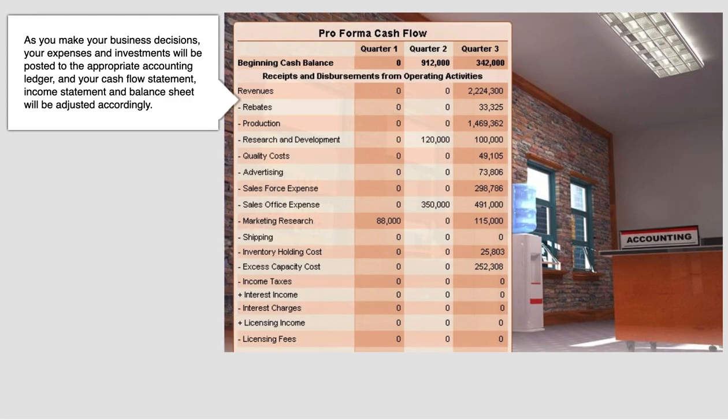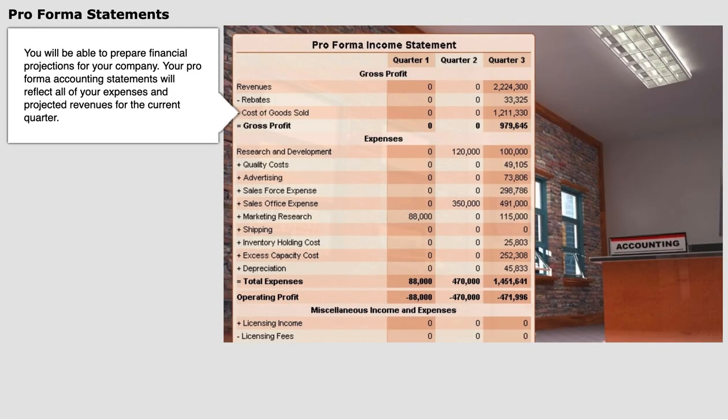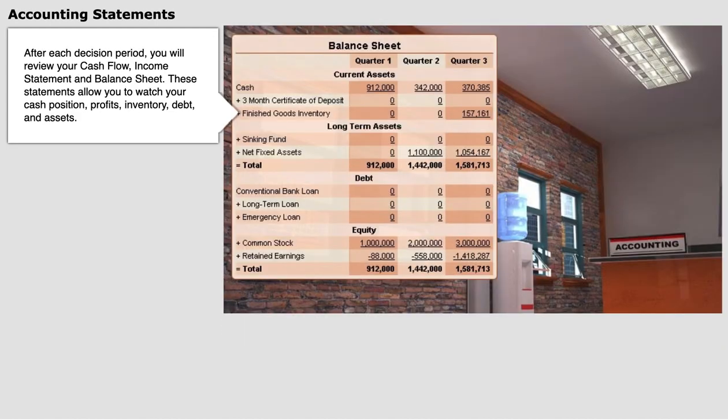As you make your business decisions, your expenses and investments will be posted to the appropriate accounting ledger, and your cash flow statement, income statement, and balance sheet will be adjusted accordingly. You will be able to prepare financial projections for your company. Your pro forma accounting statements will reflect all of your expenses and projected revenues for the current quarter. After each decision period, you will review your cash flow, income statement, and balance sheet. These statements allow you to watch your cash position, profits, inventory, debt, and assets.